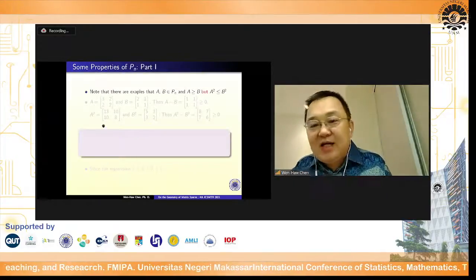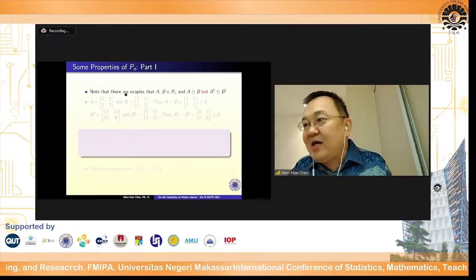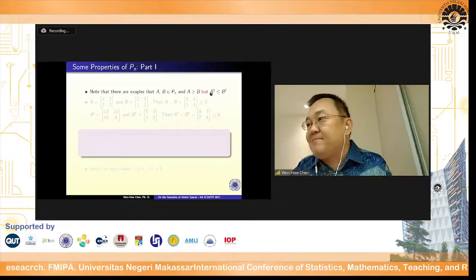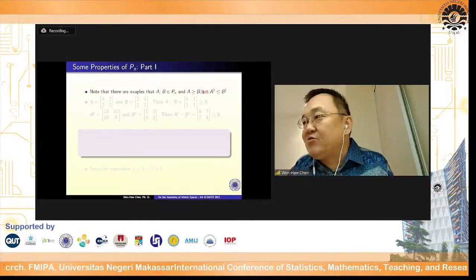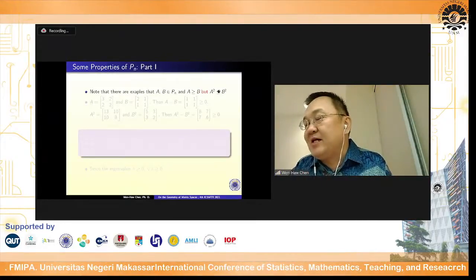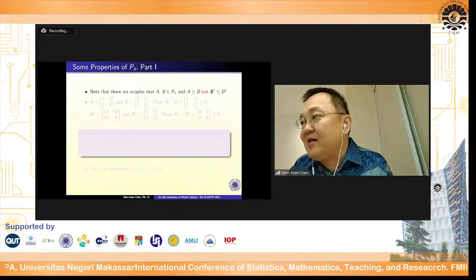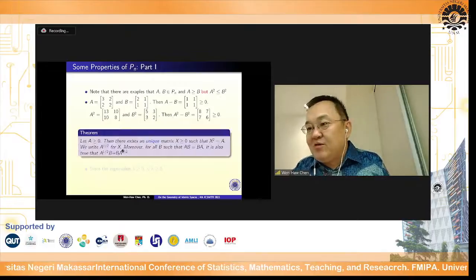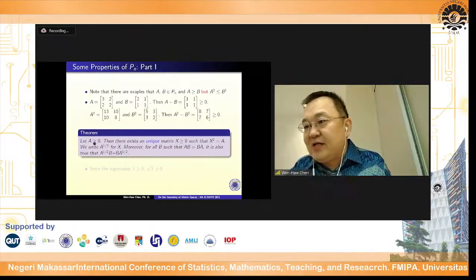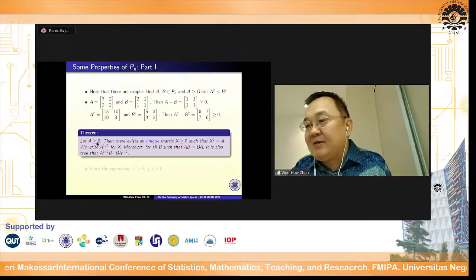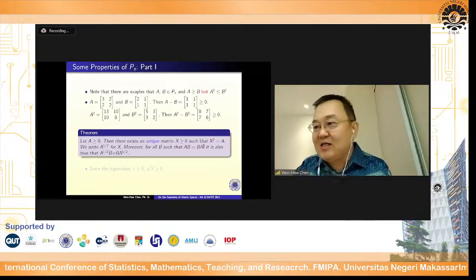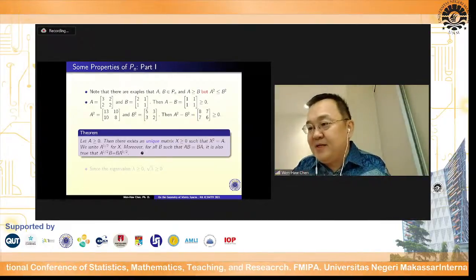Okay, so another property is that there are examples where A and B are positive definite, and A is bigger than or equal to B, but A squared is not bigger than or equal to B squared, just like this. So we have the following theorem. If A is positive semi-definite, then there exists a unique matrix X such that this holds, just like a square root of the matrix.